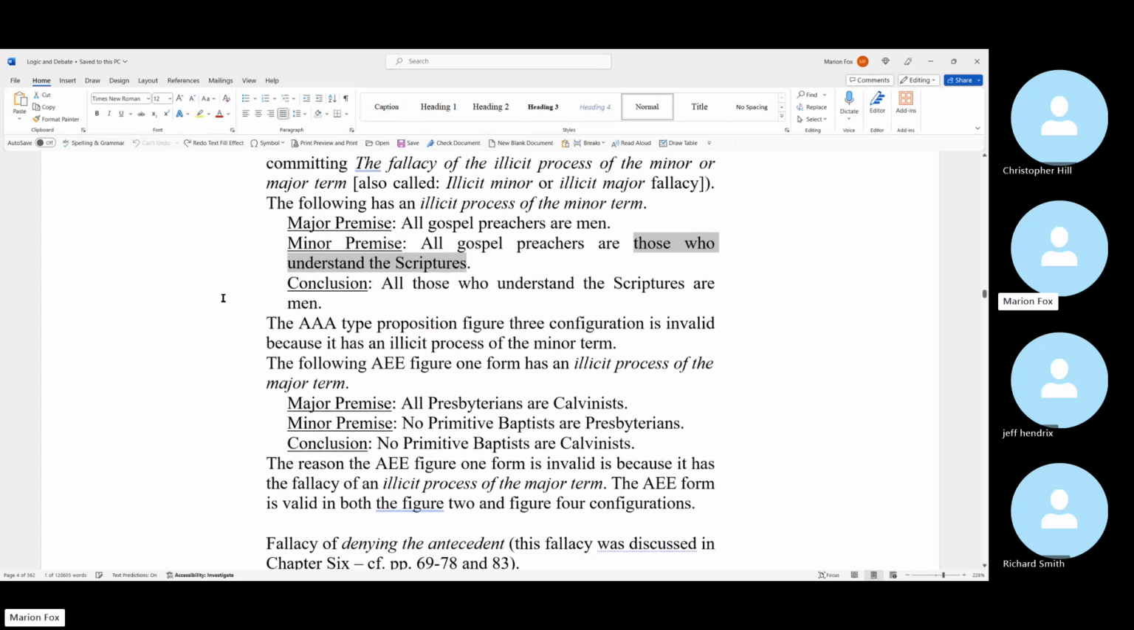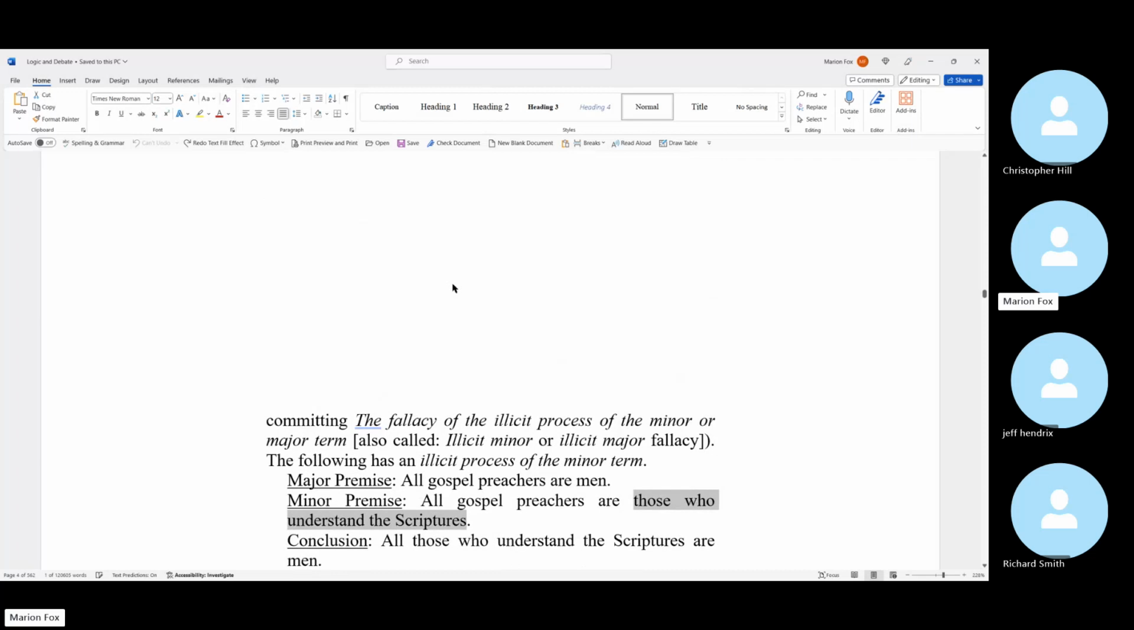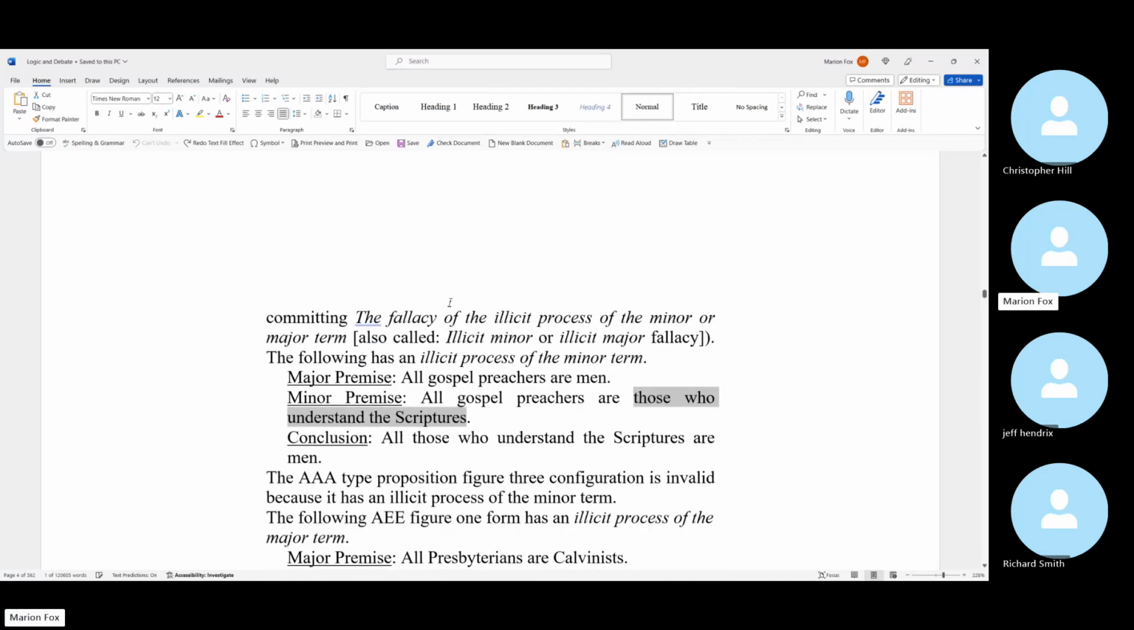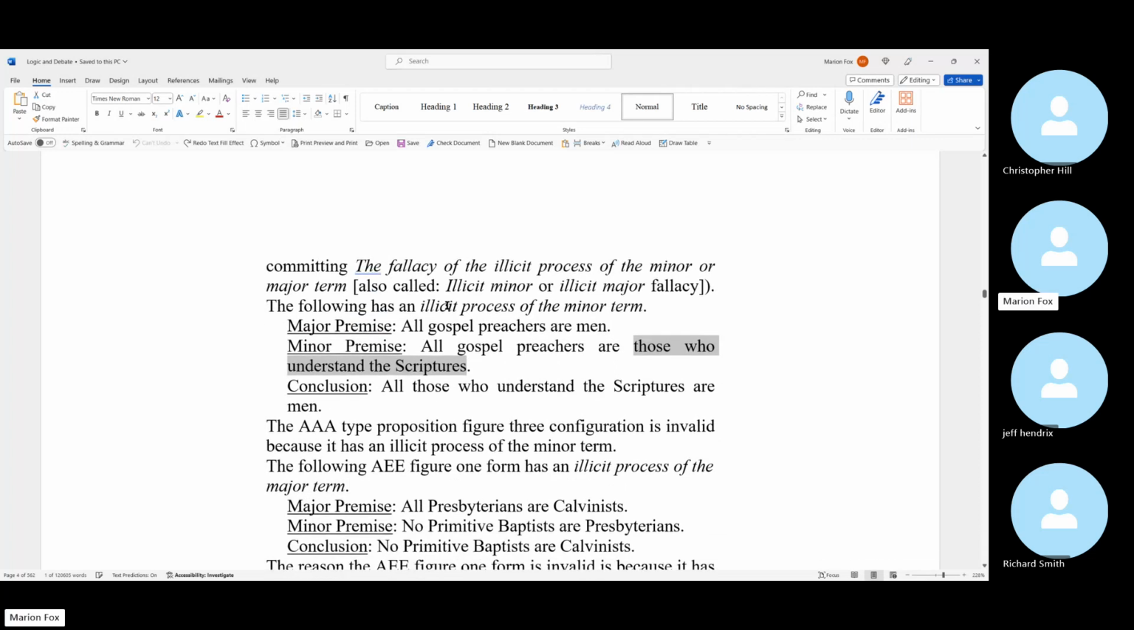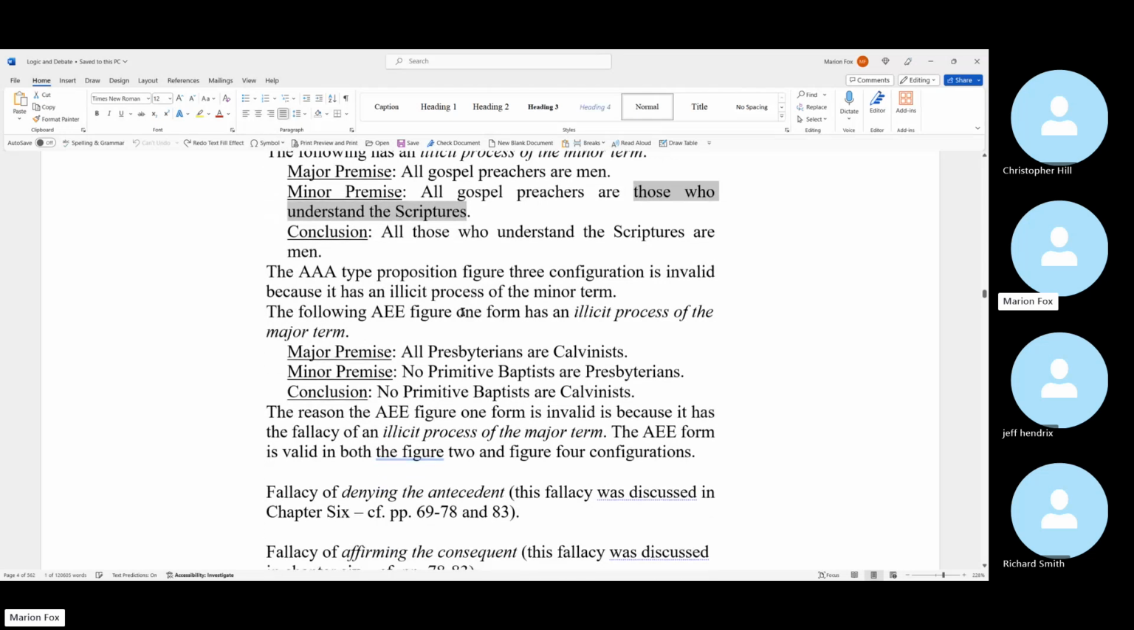There we go. And then we have an AAA type proposition, figure 3 configuration, which is invalid. This is, I believe, an AAA figure 2 type proposition, okay? But anyhow, it's not valid. Let's try this one. Let's look at it. We have an illicit process of the major term.